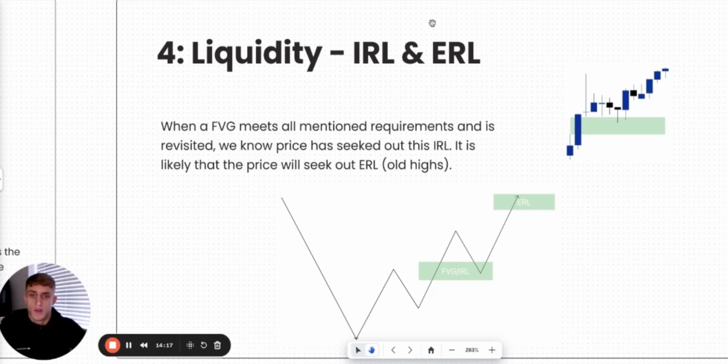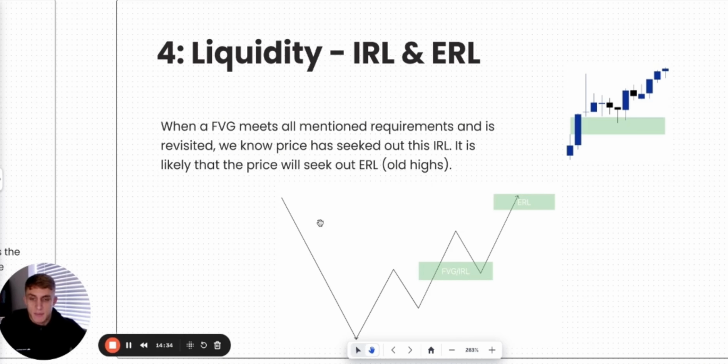2 types of liquidity we've got: internal and external range liquidity. This is just a posh way of saying external is old highs and lows, and internal is going to be the fair value gaps. Liquidity, in the simplest terms, is basically where money is in the market.